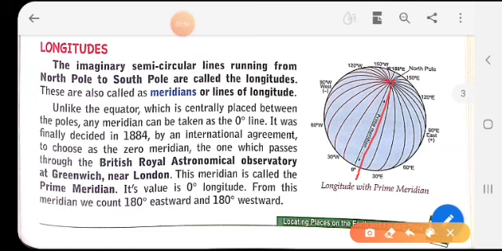Previously it was considered that every line drawn from one pole to another can be taken as 0 degrees. But according to some observations by the people, it was decided that the British Royal Astronomical Observatory at Greenwich will be considered as the prime meridian or the 0 degrees longitude. From this meridian, we count 180 degrees eastward and 180 degrees westward.